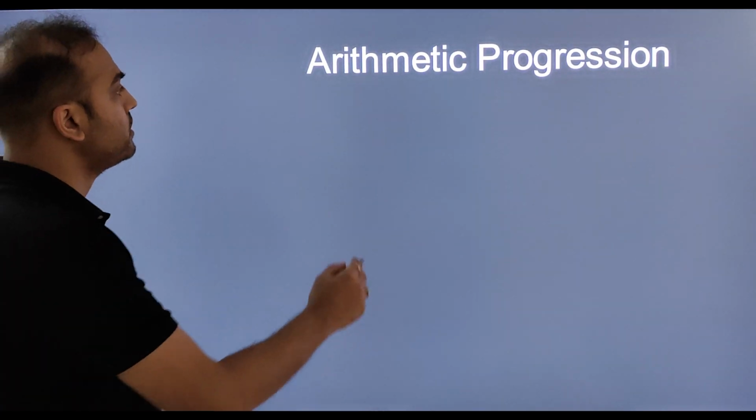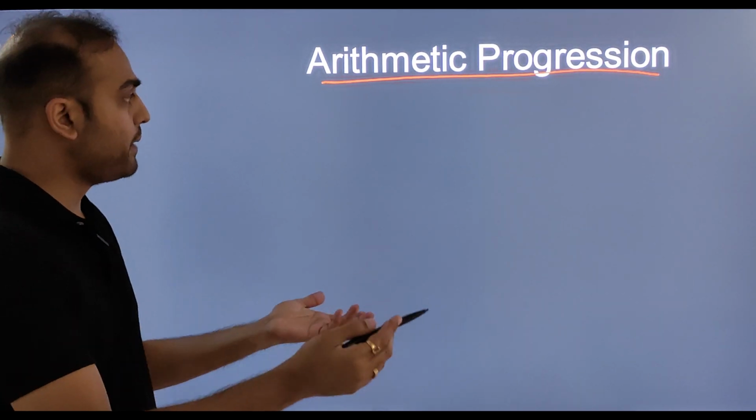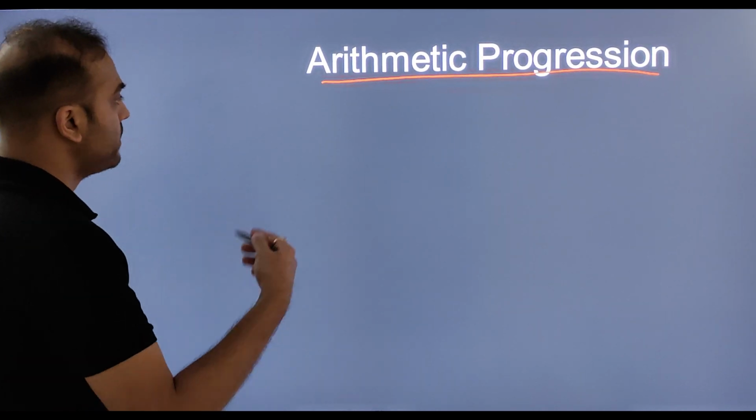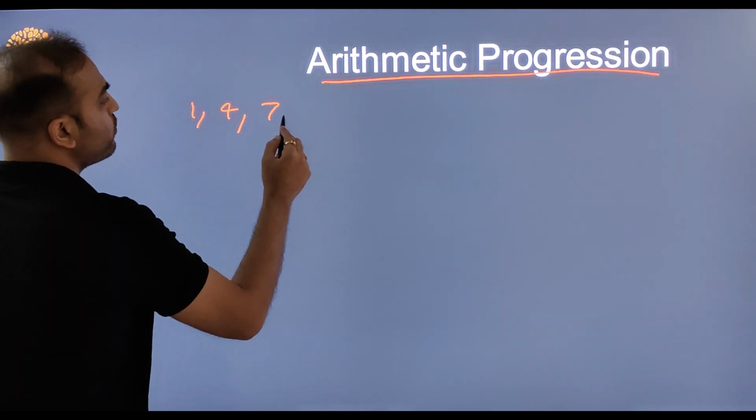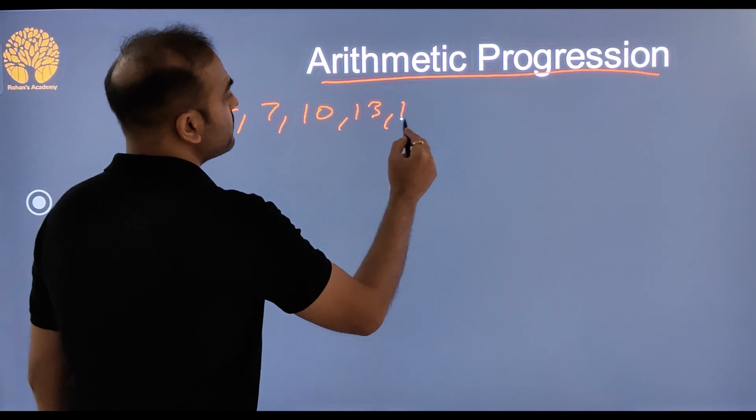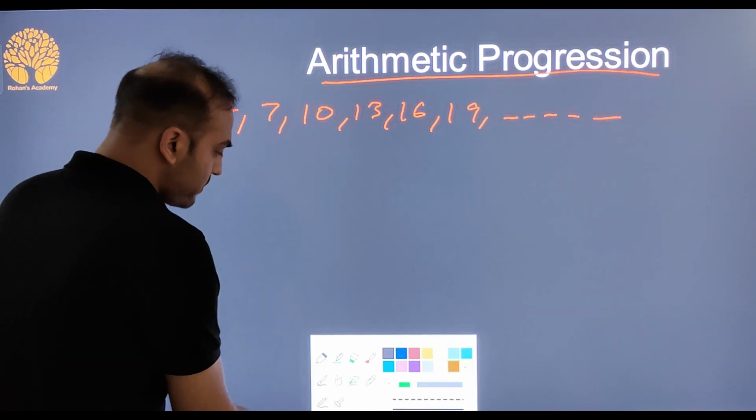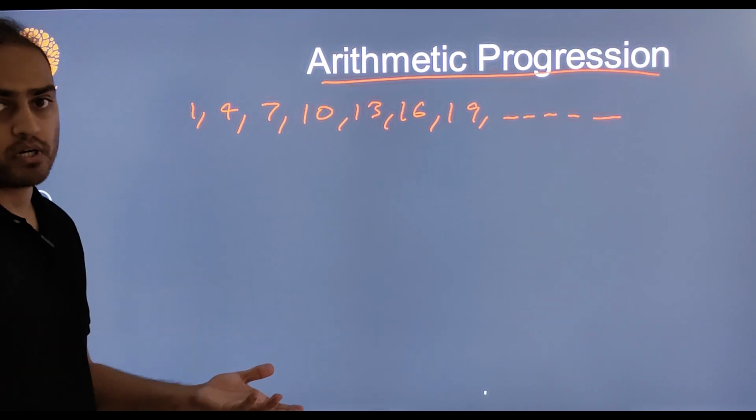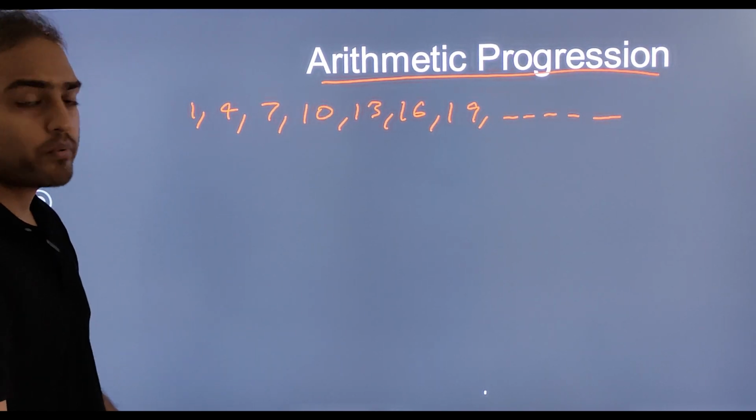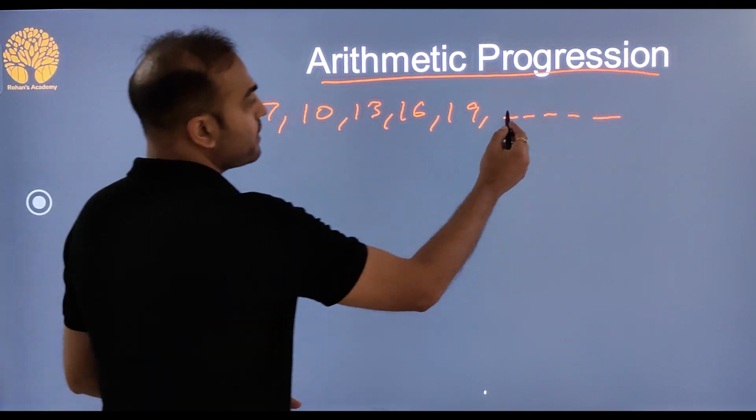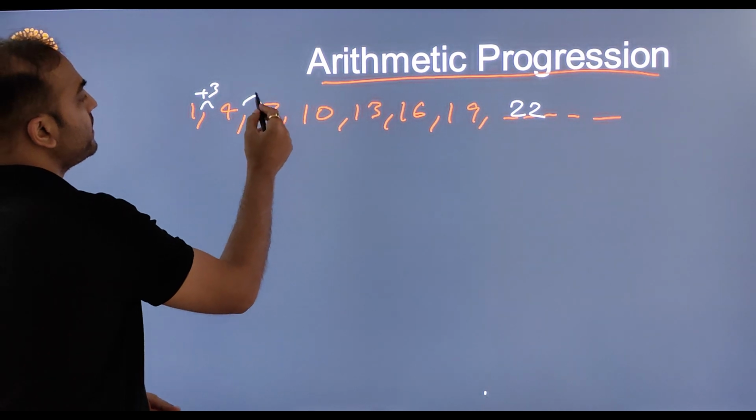Alright, so let's start with arithmetic progression. If we think about it, AP, what is AP? Let's think of an example. Say we have numbers 1, 4, 7, 10, 13, 16, 19, and so on. Now if I ask you what should be the next number of the series, what will you say? Correct, 22, because we are adding 3.